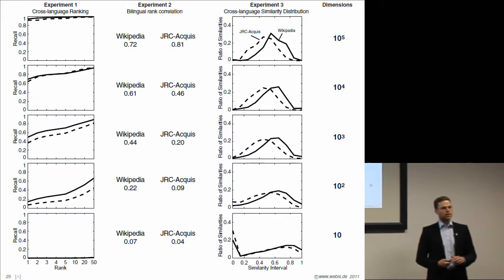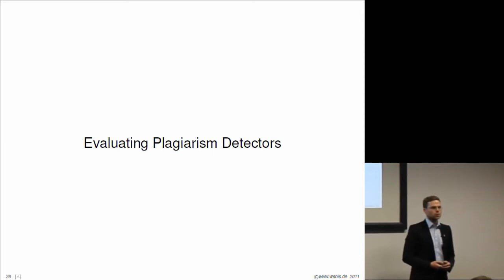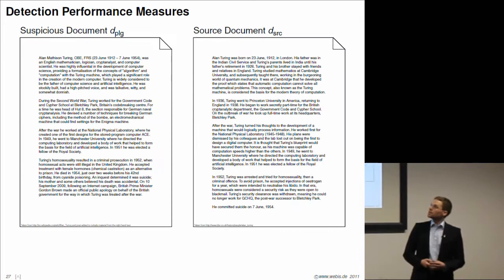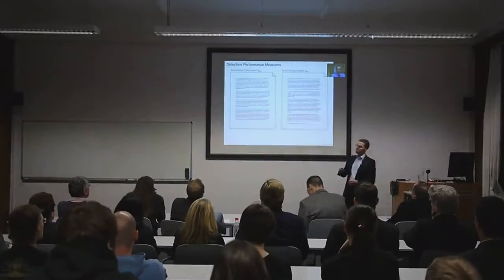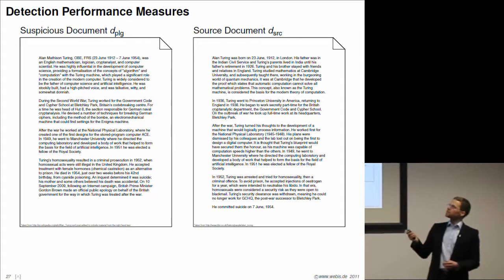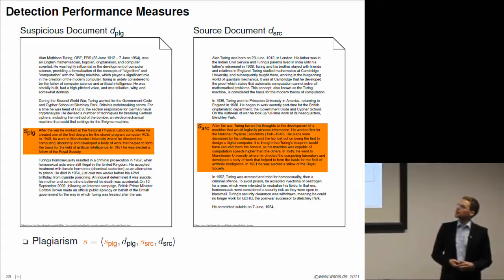The next part is about evaluating plagiarism detectors. Plagiarism is, as I said, in Germany very famous at the moment, a much discussed topic. And again, our starting point is 2 documents. Don't bother to read them. They still say something about Alan Turing. And I have constructed these 2 documents in a way so that they contain an actual case of plagiarism, which is highlighted here. I have lifted this passage, put it into this document, and modified it.